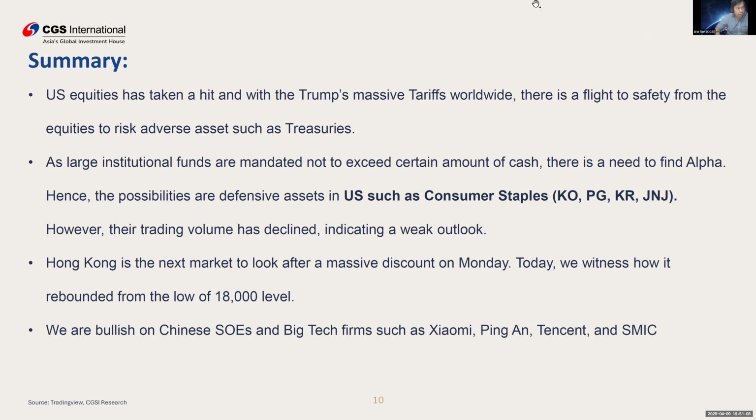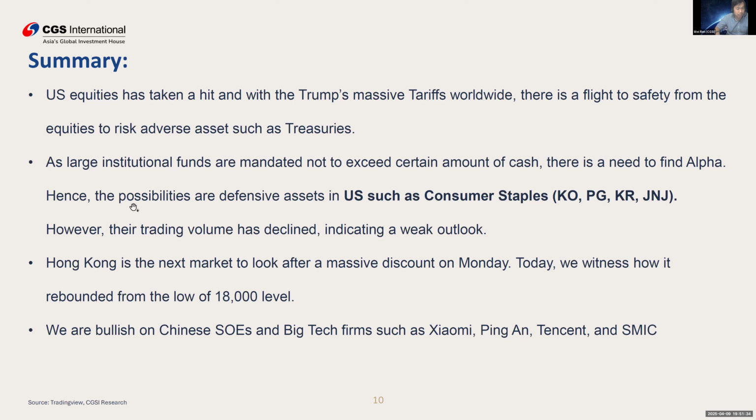So in fact, I think maybe end of this week there may be a bottom, but I don't think the upside will last. All right, so the next one, I think that there is a flight to safety, like what I mentioned, from equities to risky assets, treasuries, a 10-year treasury bill or corporate bonds. I think riskier bonds, triple B corporate bonds, are actually in as well.